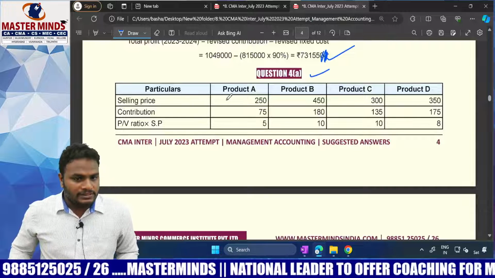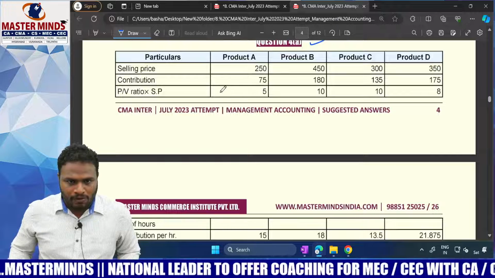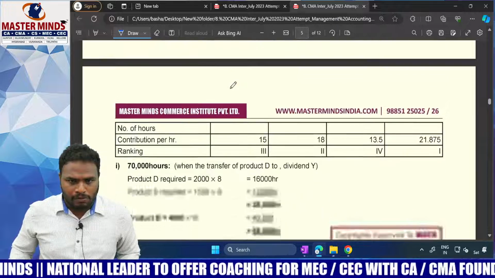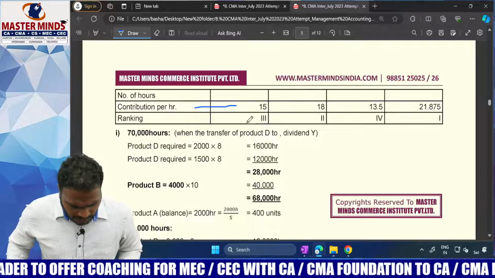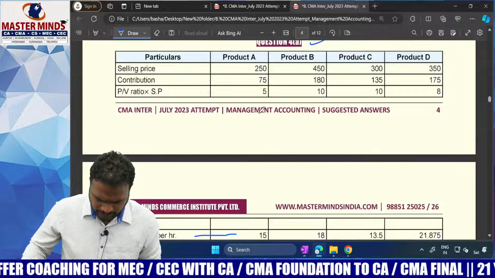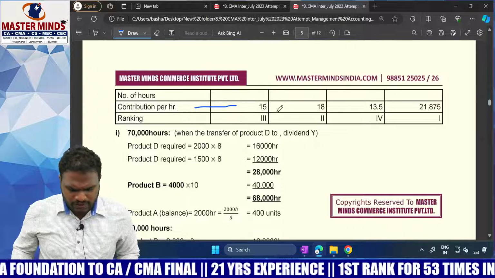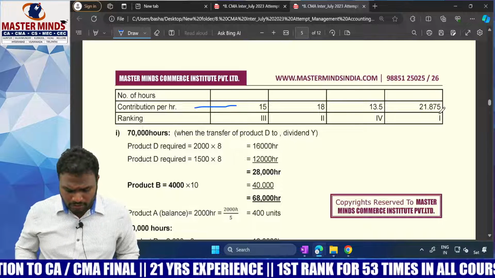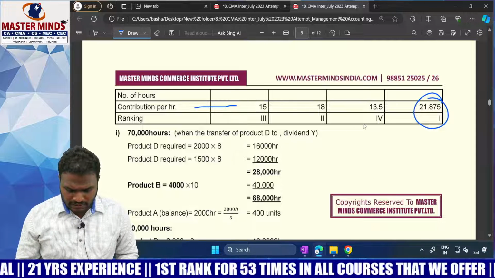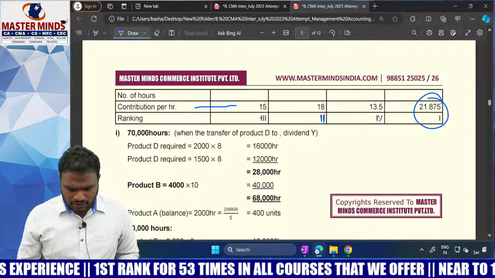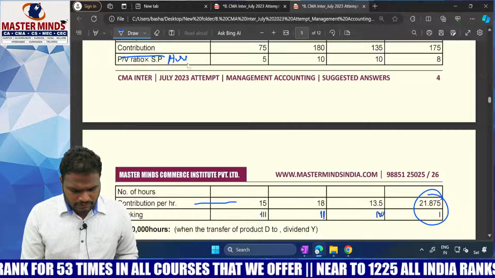For A, selling price, contribution is PV ratio into selling price. Then contribution per hour. Now this is the contribution per hour. Which product has more contribution per hour? 21.875. Next rank 18. Third rank 15. Fourth rank this one. This is the number of hours. This is the contribution per hour.